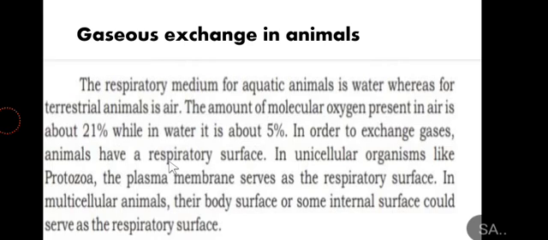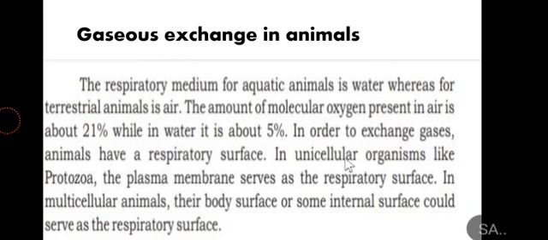The amount, that is the concentration of oxygen, differs in air and water. In air, there is around 21% of oxygen, while in water, 5% oxygen is there, dissolved in water. So animals perform respiration by taking in oxygen and giving out carbon dioxide gas.